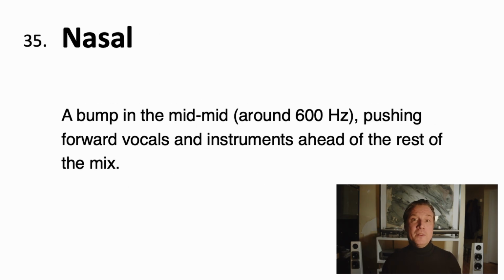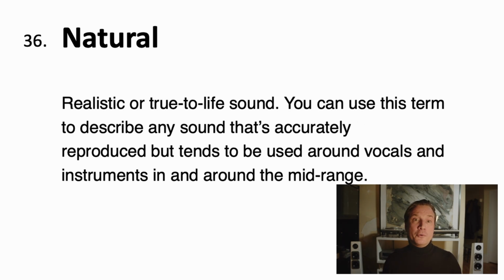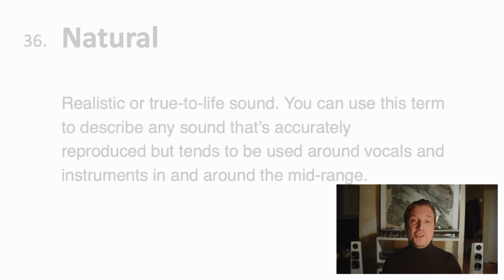Nasal: a bump in the mid around 600 Hz, pushing vocals and instruments forward, ahead of the rest of the mix. Natural: realistic or true-to-life sound. You can use this term to describe any sound that's accurately reproduced, but it tends to be used around vocals and instruments in and around the mid-range.